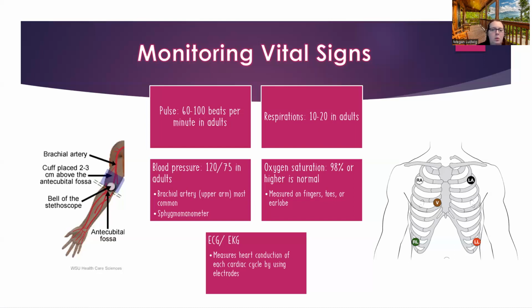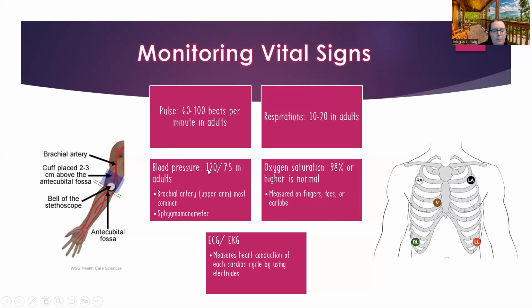So 60 to 100 is pretty normal in an adult. 100 is getting a little high, but it's anywhere from 60 to 100. And if you're a really well-trained athlete, 50 is perfectly normal too. Respirations is anywhere from 10 to 12 breaths in and out per minute in an adult. And then blood pressure is usually around 120, 125-ish, over 75.